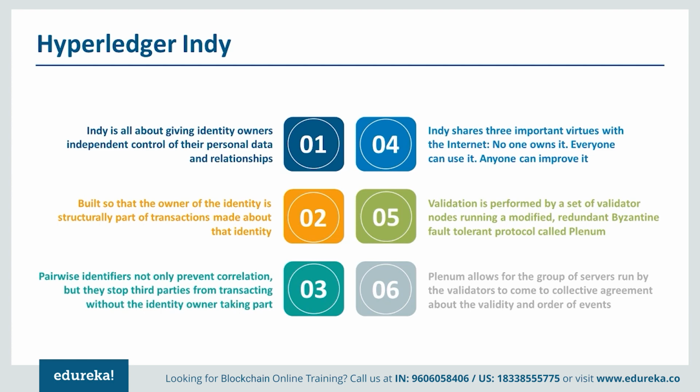Validation is performed by the set of validator nodes running a modified redundant Byzantine fault tolerant protocol called Plenum. So this is the consensus algorithm which is used in Hyperledger Indy. It is called Plenum. It is a variant of the Byzantine fault tolerant protocol, and Plenum allows the group of servers run by the validators to come to a collective agreement about the validity and order of events. So in each and every implementation, you will find some unique consensus algorithm, and that's the key distinguishing factor of any blockchain. It will have a different way of achieving consensus.